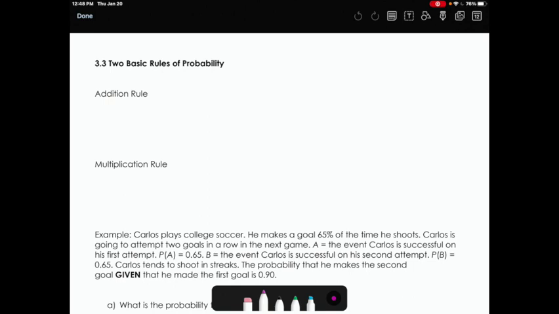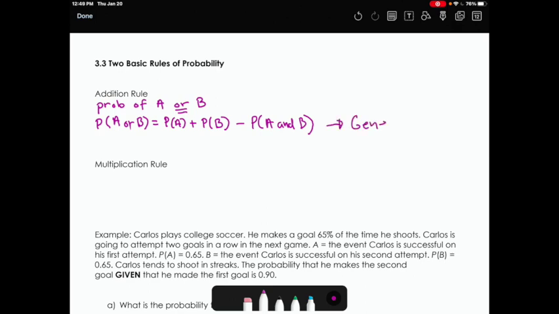So let's do a quick review of the rules. When you are trying to find the probability of an or statement, for example, the probability of an event A happening or an event B happening, the notation would look like this: probability of A or B. The general rule is that you want to add the probability of A plus the probability of B, and then you would subtract the probability of A and B. So this is the general rule.